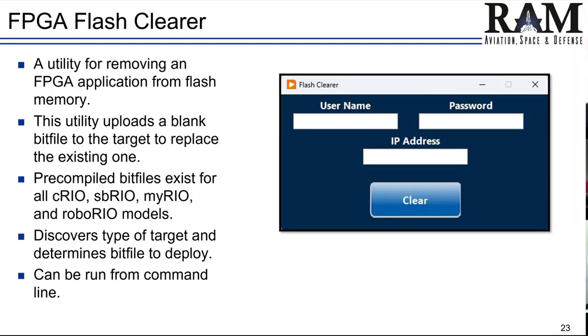And this can be run from the command line. So you can just call this from the command line with arguments that specify the username, password, and IP. It automatically queries the device and finds out what model it is and then loads the appropriate bit file for you. Or you can just use the GUI, right? And you can type in that information.